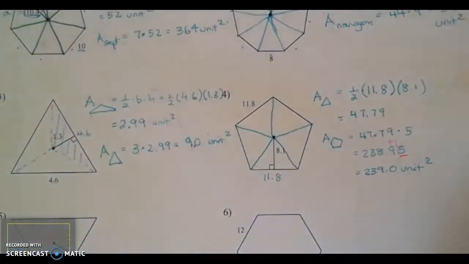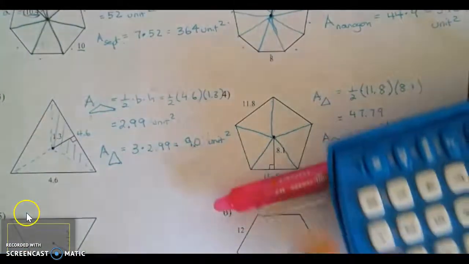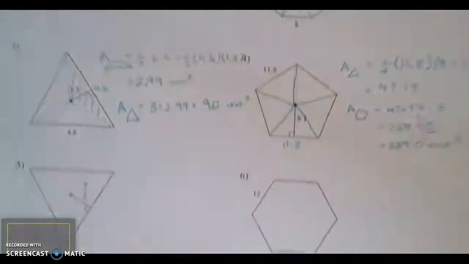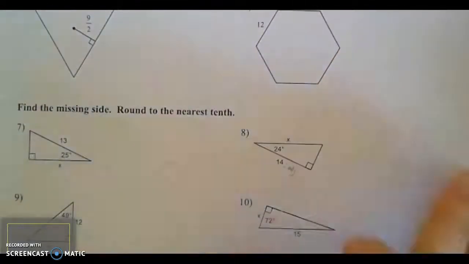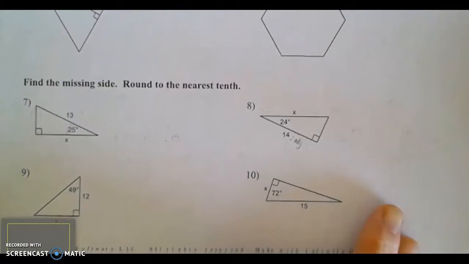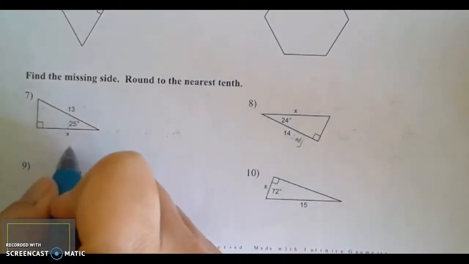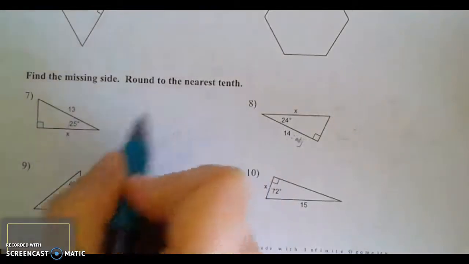Okay, so numbers 5 and 6 are challenge problems, so I am going to leave that for now. If I have time, I will go through that. But for now, let's go through numbers 7, 8, 9, 10. Alright, so we are trying to find the missing side length and round to the nearest tenth.